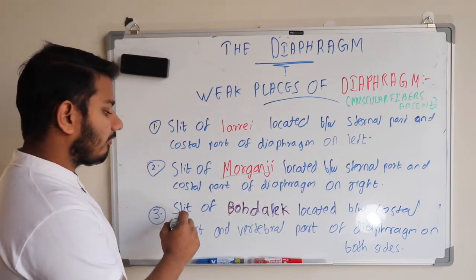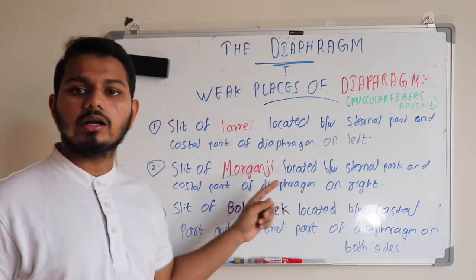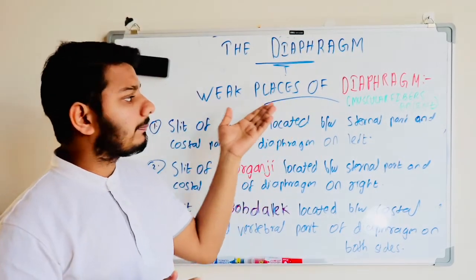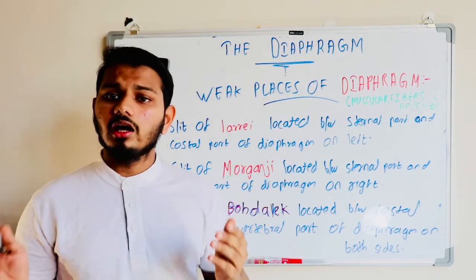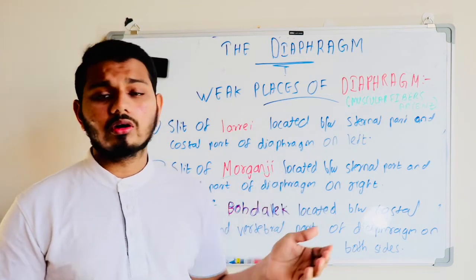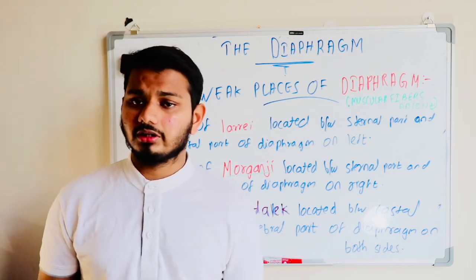And thirdly, we have the slit of Bochdalek, which is located between the costal part and vertebral part on both sides. These weak places of diaphragm are hernia prone areas. The hernia can occur in middle-aged man with weak musculature, etc.